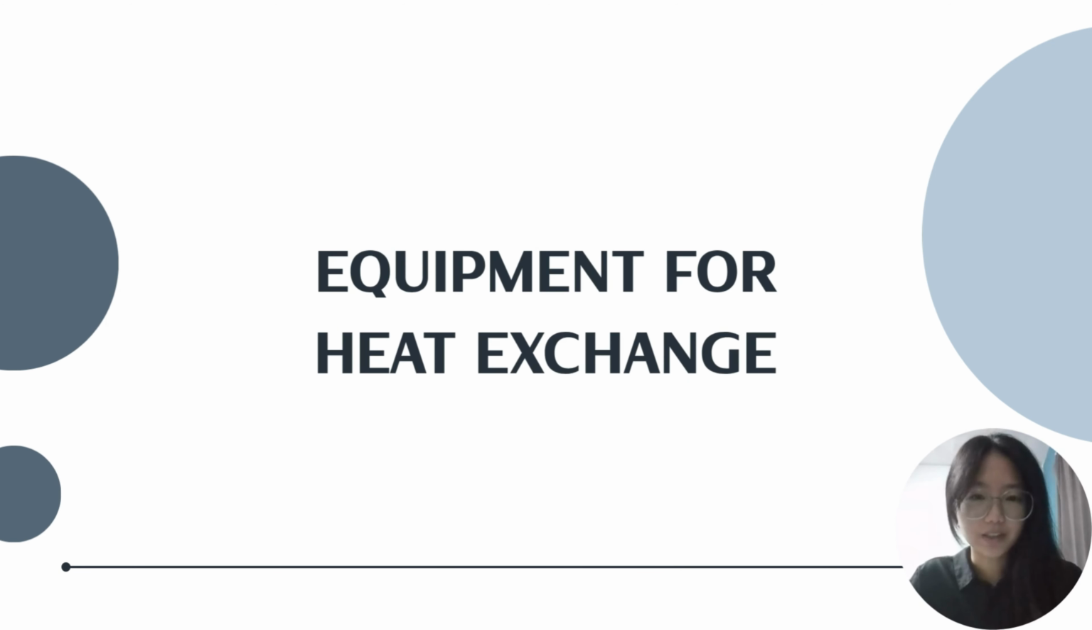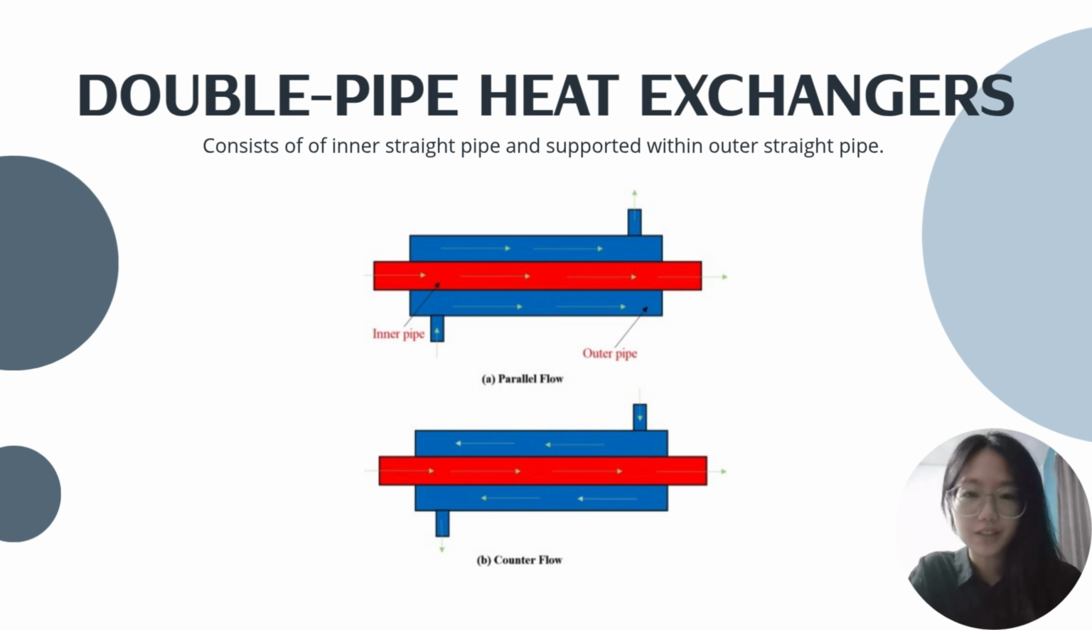Now let's move on to the equipment for heat exchange. Firstly, we have the double pipe heat exchangers, which consist of an inner straight pipe supported with an outer straight pipe. There are two types of flow for these heat exchangers. Firstly is parallel flow, where the inner pipe and outer pipe's fluid move in the same direction, and the other is counter flow, where the inner and outer pipes' fluid flow in different directions.